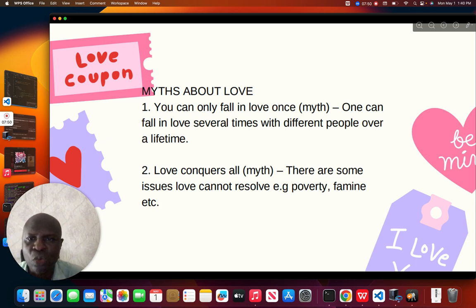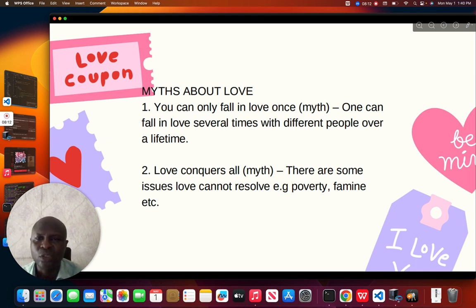And that takes us to myths about love. When we talk about myths, these are things that are not true, but some people want to take it to be true, like stories. So you must take note so that when you are trying to love yourself, care for yourself, and somebody says you are selfish, you understand that you are not.